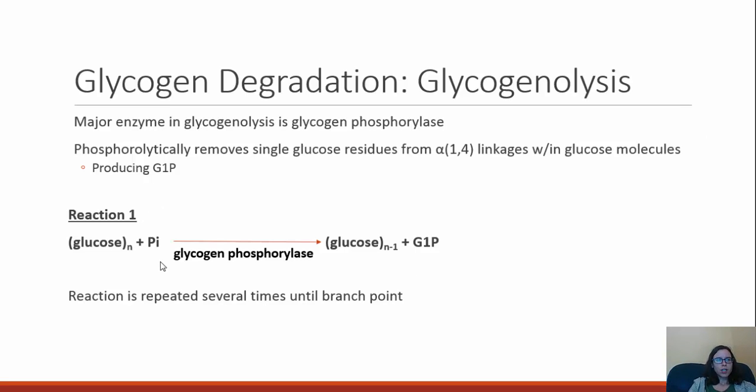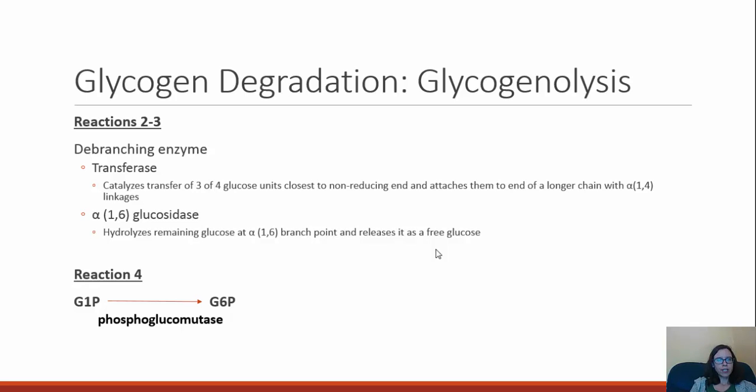Okay, so here we have our glucose polymer from our glycogen. And then we have the addition of an inorganic phosphate. And this addition of the inorganic phosphate allows a glucose to cleave off of the glycogen. So therefore, we have a glycogen with one less glucose and then a glucose that's phosphorylated. And this reaction is repeated several times to remove the glucoses from the linear glucose polymer until we reach a branch point.